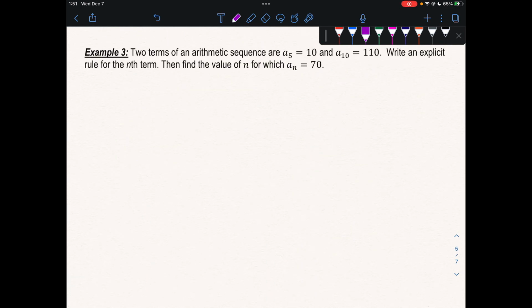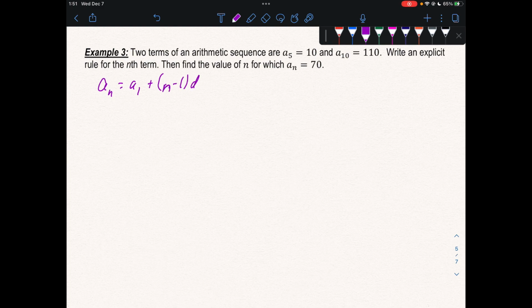Example 3, two terms are given to us this time, but the common difference is not. Write an explicit rule for the nth term. Then find the value of n for which a sub n equals 70. All right, so I'm just going to start here by writing down our explicit formula that we just learned.